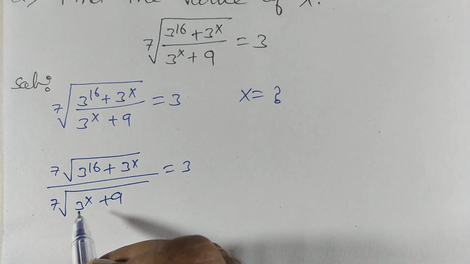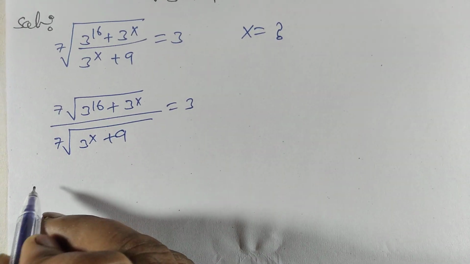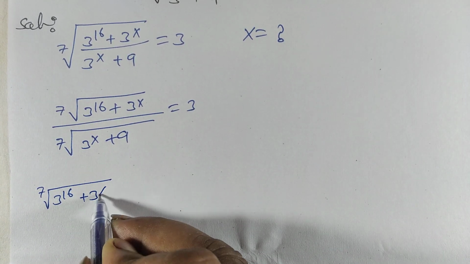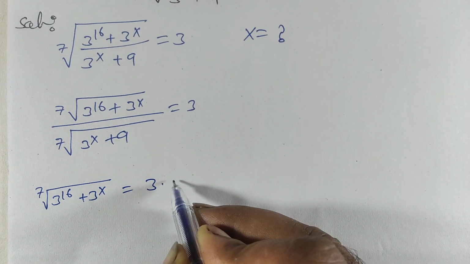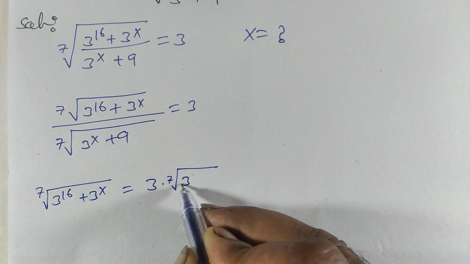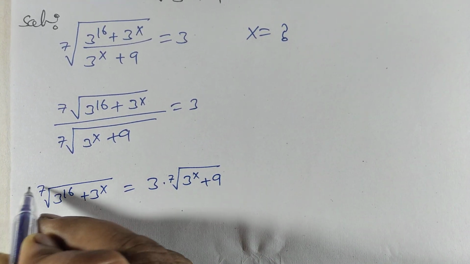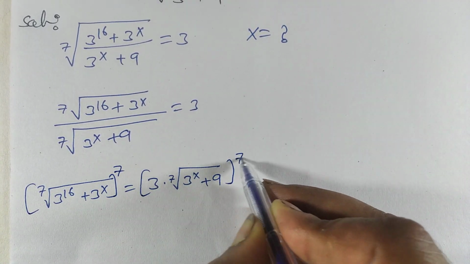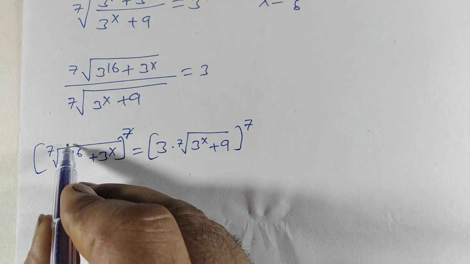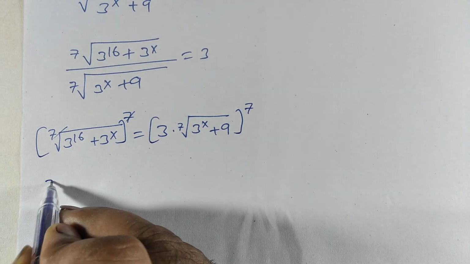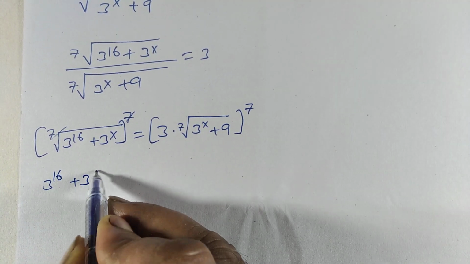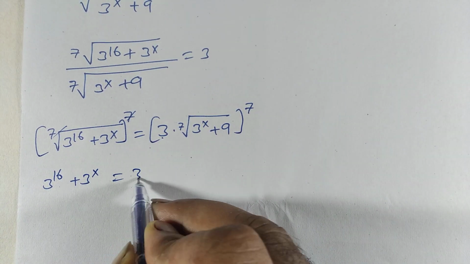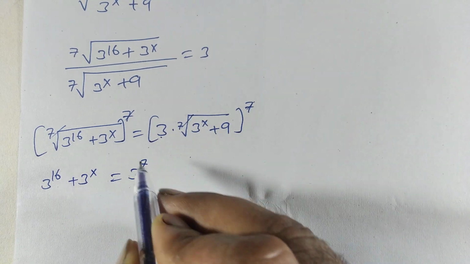Move the denominator to the right side: the 7th root of 3 to the power 16 plus 3 to the power x is equal to 3 times the 7th root of 3 to the power x plus 9. Taking the power 7 on both sides, the 7th root will be cancelled. So 3 to the power 16 plus 3 to the power x is equal to 3 to the power 7 times (3 to the power x plus 9).